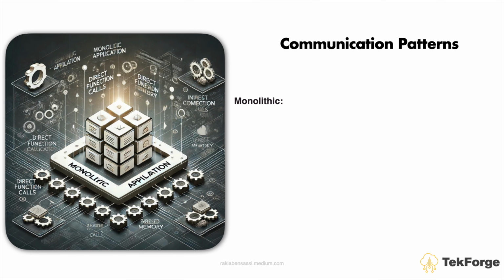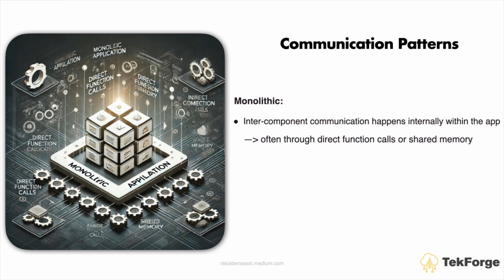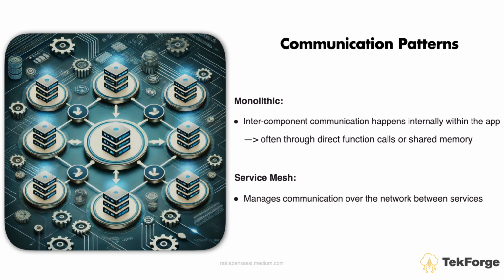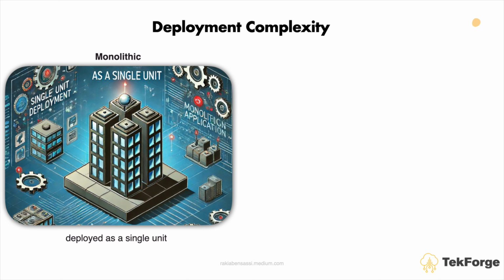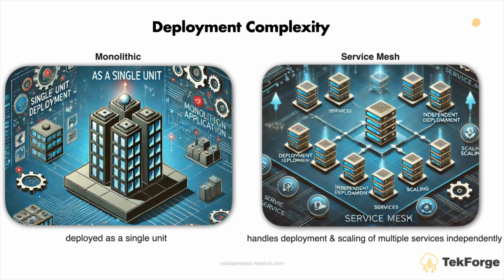Communication patterns. In a monolithic application, intercomponent communication happens internally within the application, often through direct function calls or shared memory. A service mesh, on the other hand, manages communication over the network between separate services, which is not applicable to monolithic architectures. Deployment complexity. Monolithic applications are typically deployed in a single unit. A service mesh is designed to handle the deployment and scaling of multiple services independently, which is not relevant to a monolith.